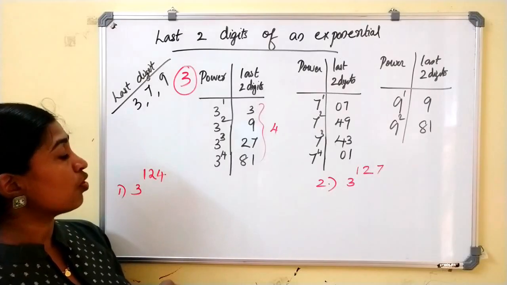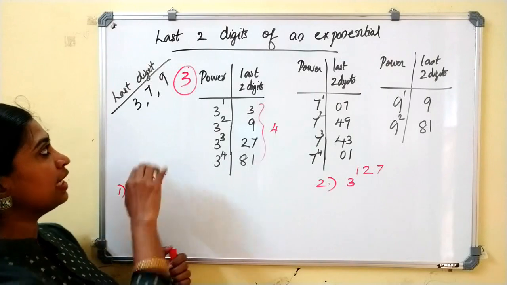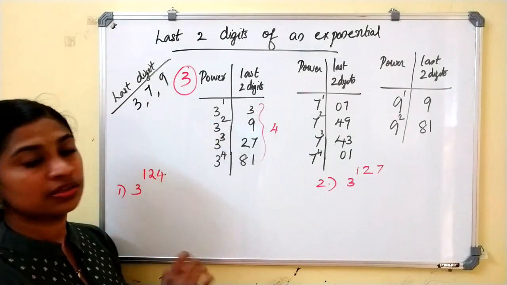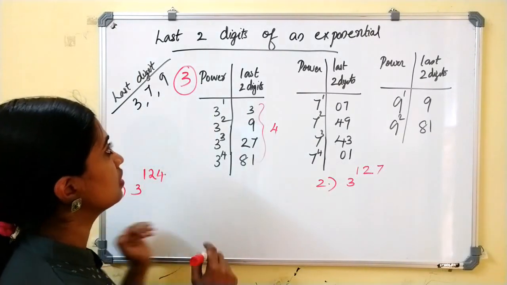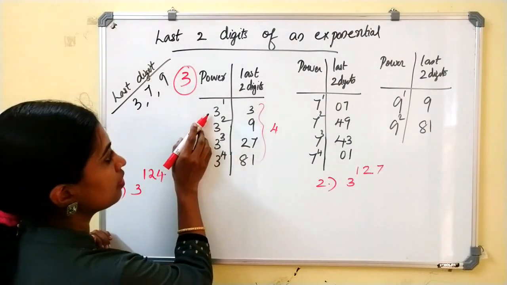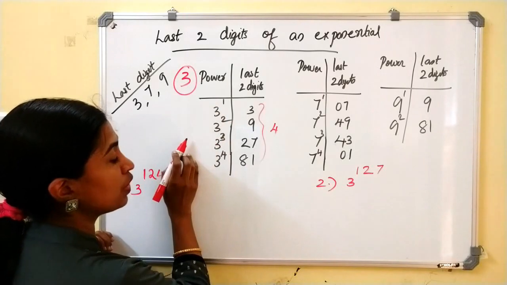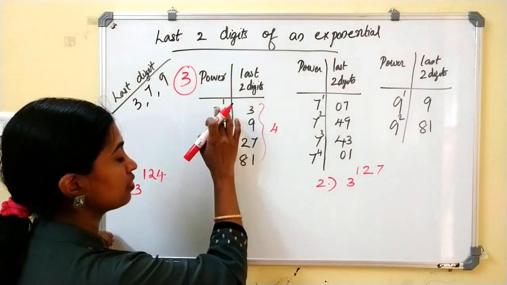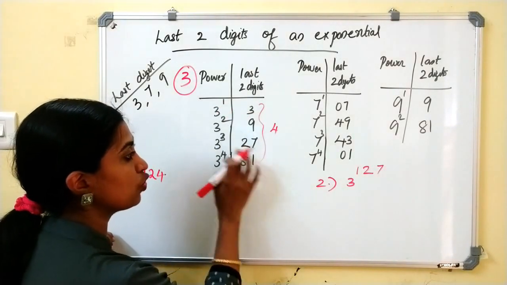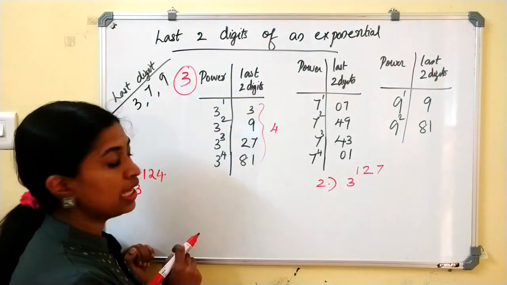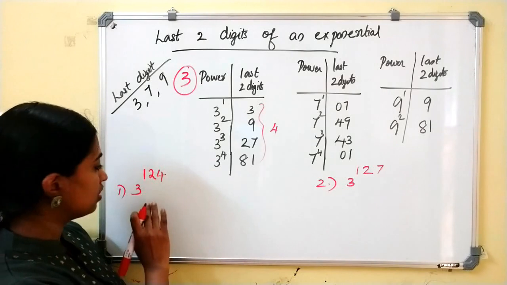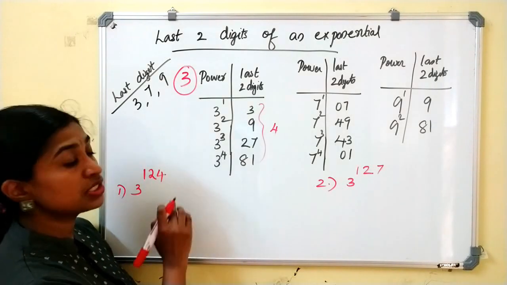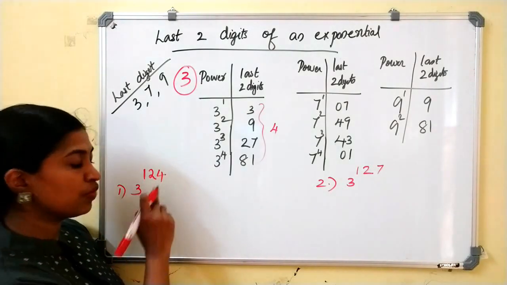Let's see the cases of numbers ending in 3, 7 and 9. For that we have to study this table. The last 2 digits: 3 raised to 1 is 3, 3 square is 9, 3 cube is 27 and 3 raised to 4 is 81. So how do we find the last 2 digits of the given exponential, 3 raised to 124?